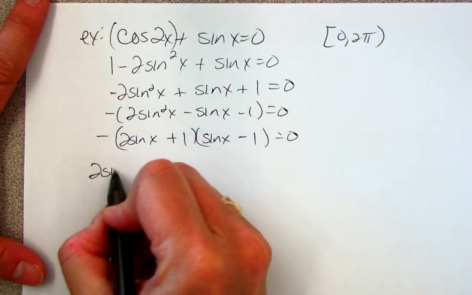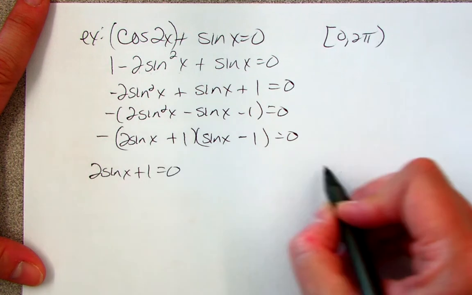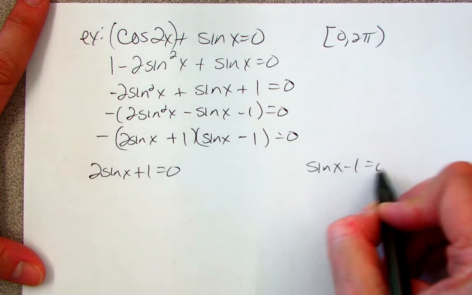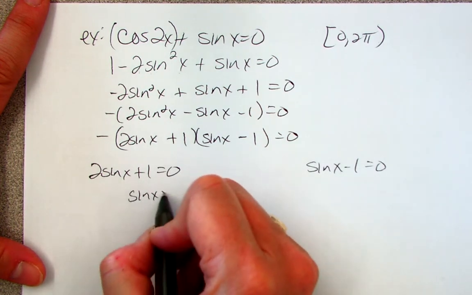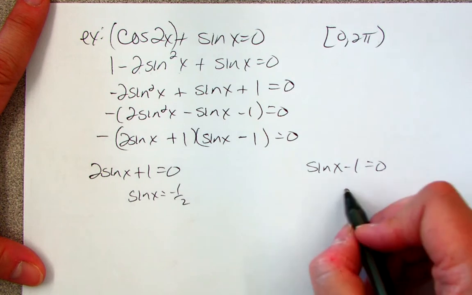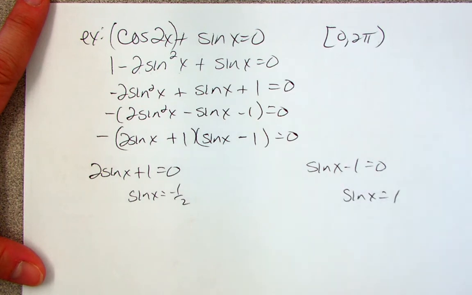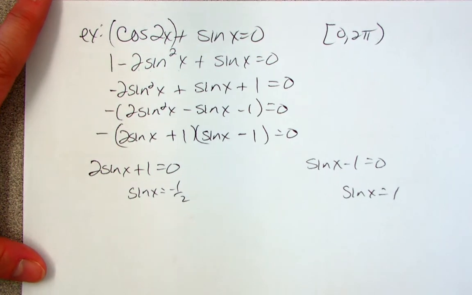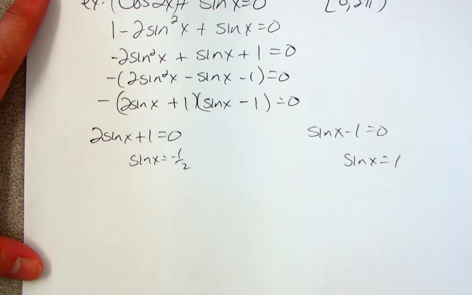And 2 sine of x plus 1 equals 0. Sine of x minus 1 equals 0. Sine of x equals negative 1/2. I'll be able to do that. Sine of x equals 1. I can do that one too. They're both just looking at my unit circle.